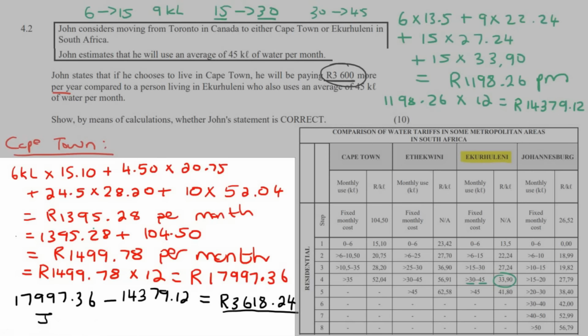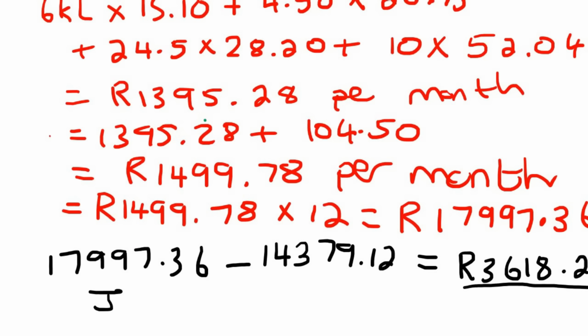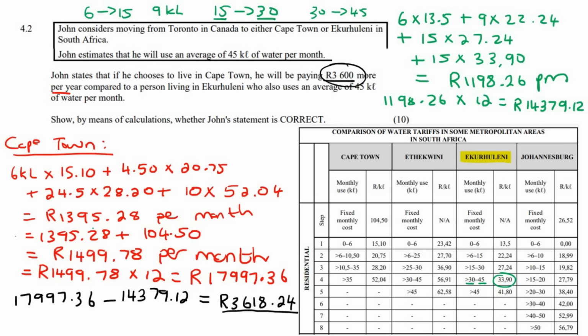So John said 3,600, but this is more than 3,600. So we're going to unfortunately have to say that John is incorrect. Even though he's so close, it wasn't perfect, okay? Come on, John, you could have known better, man. So, John, you are incorrect.